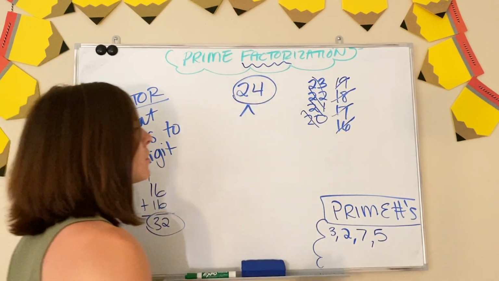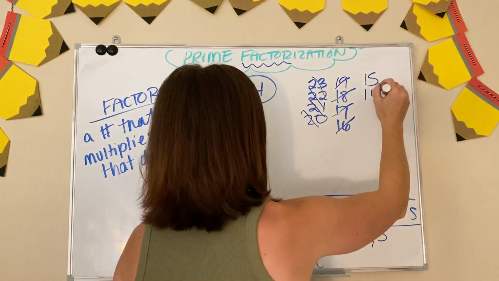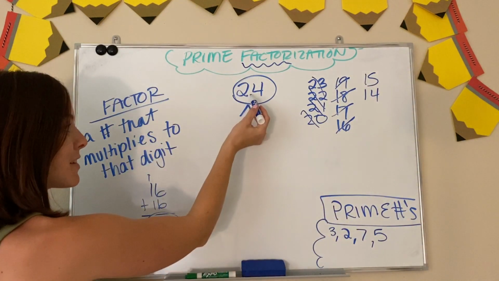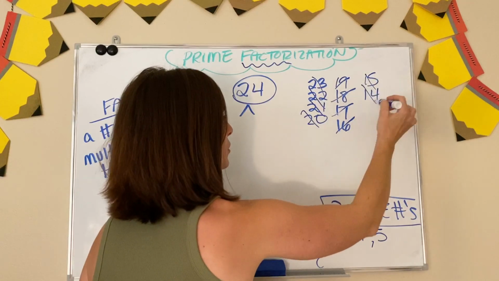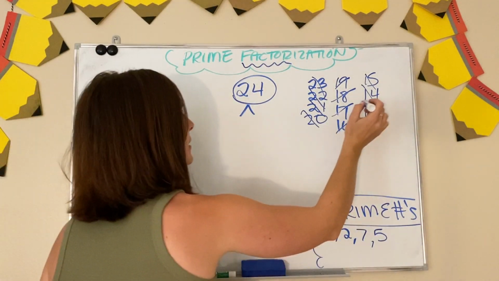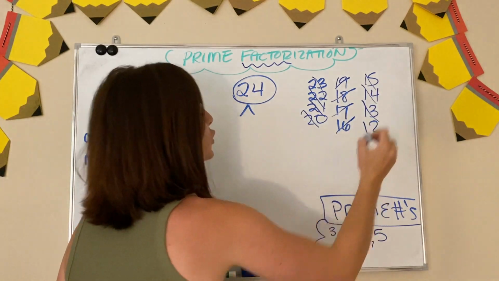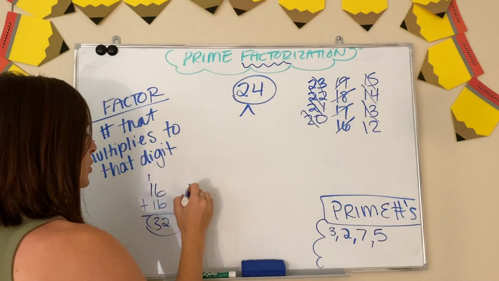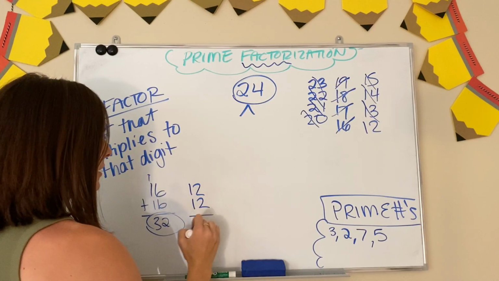I need to get to 24. So 15, let's try 14. 14 times 2 is 28. Very close. I'm getting closer. How about 13? 13 times 2 is 26. Still too high. 12. 12 times 2. 12 plus 12 is 24.